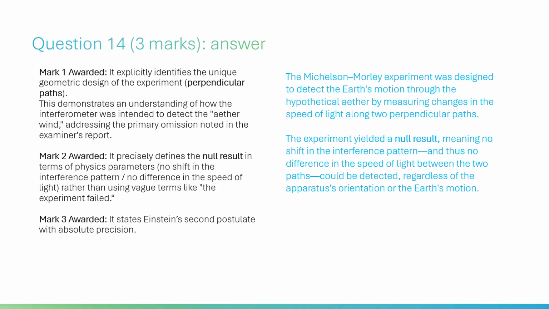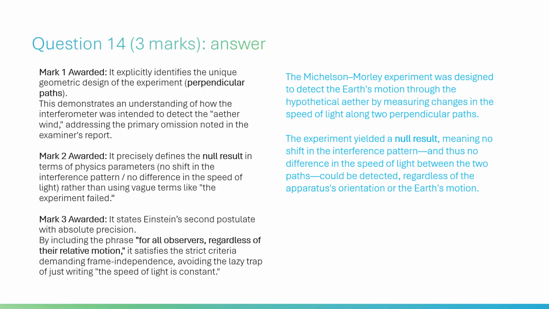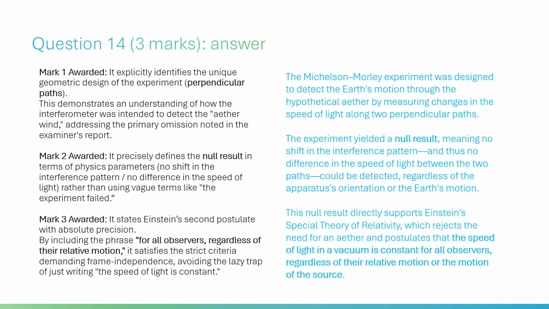Mark 3 awarded. It states Einstein's second postulate with absolute precision. By including the phrase, for all observers, regardless of their relative motion, it satisfies the strict criteria demanding frame independence, avoiding the lazy trap of just writing, the speed of light is constant. This null result directly supports Einstein's special theory of relativity, which rejects the need for an ether and postulates that the speed of light in a vacuum is constant for all observers, regardless of their relative motion, or the motion of the source.